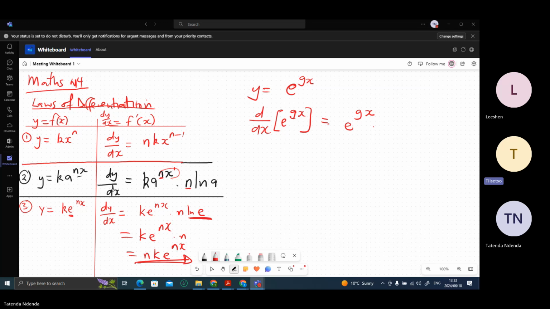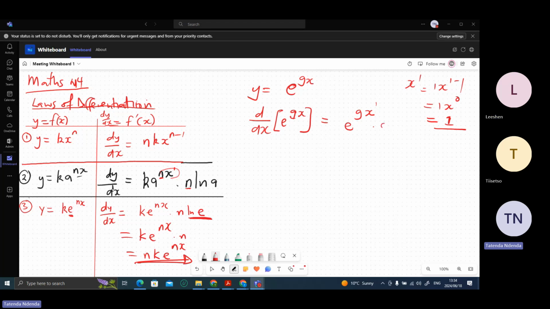If we differentiate gx, remember, it is x to the power 1. If you differentiate x to the power 1, it's going to be 1 times x to the power of 1 minus 1, which is 1 times x to the power of 0. Any number to the power of 0 is equal to 1.